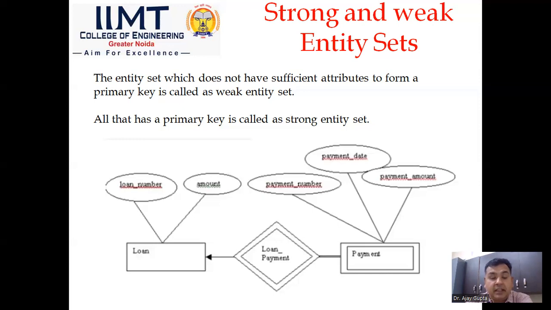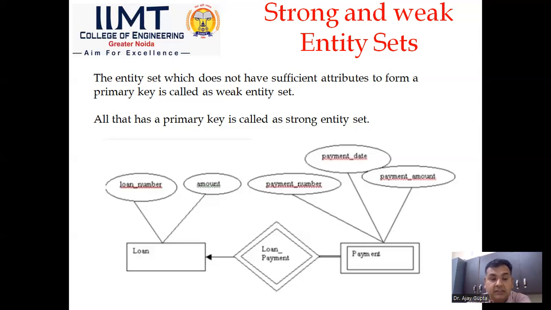What it means, we have taken two entity sets. One is loan, one is payment. As the figure is shown, loan is drawn with single rectangular box, so it is represented as strong entity set, and payment is drawn with the double rectangular box, so it is represented as the weak entity set. How it is weak and how loan is strong, we will discuss. Loan has a loan number and amount, two attributes, whereas the payment has three attributes: payment number, payment date, and payment amount. The relationship between loan and payment is known as loan-payment.